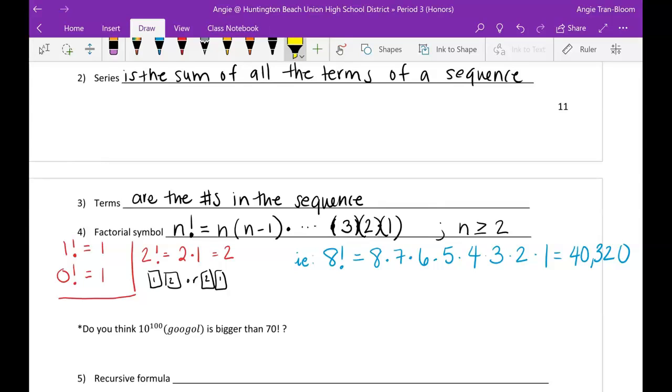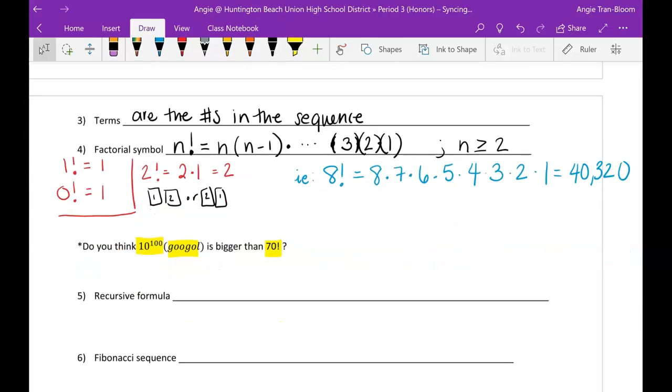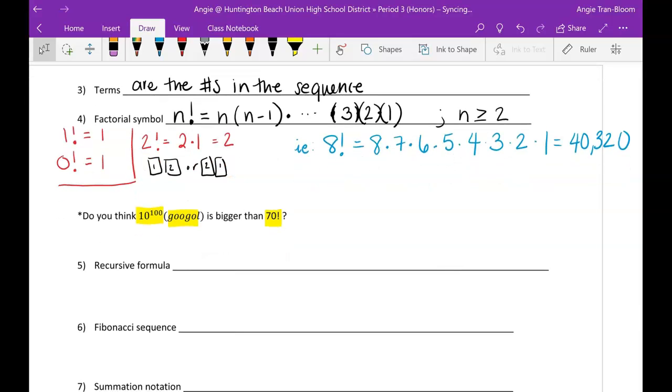Now here is a question for you. Do you think 10 to the 100th power, which is called a googol, is bigger than 70 factorial? The next time I see you, you can give me an answer. And if you have a graphing calculator, is it possible for you to do 70 factorial in your calculator? Do you even know where the factorial symbol is? Try to figure that out with your calculator. If you don't know where the factorial button is, you can totally ask me in class.